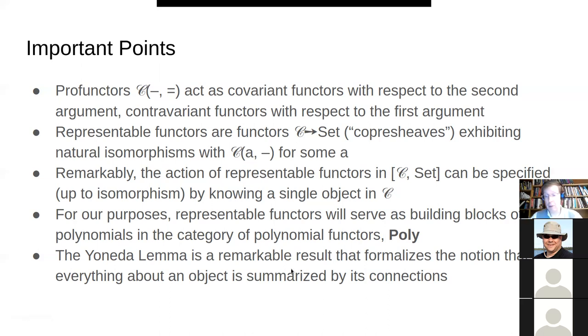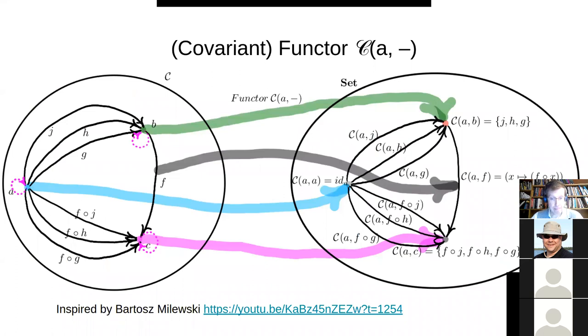And the Yoneda lemma is this remarkable result, remarkable because of its power, its generality, its theoretical significance, its utility in many spheres, and its practicality. It can be really useful, as Jeremy Gibbons' talk will show you. It's a remarkable result that formalizes the notion that at a philosophical level, everything about an object is summarized by its connections. As Bartosz or Jeremy Gibbons has called it, it recalls that old English saying, one knows a person by the company they keep. So we can know everything about a given object by its relationship with others. If we know about the relationships with other objects, we know about the essence of that object.